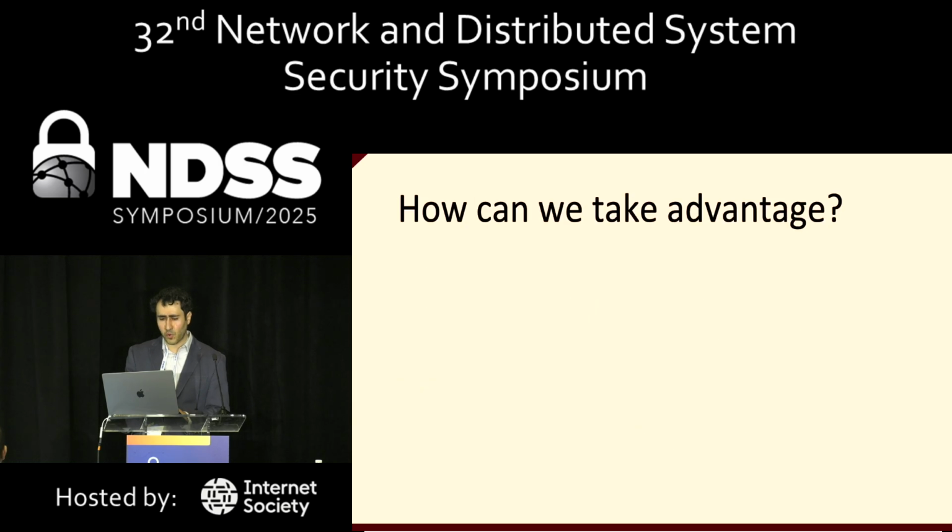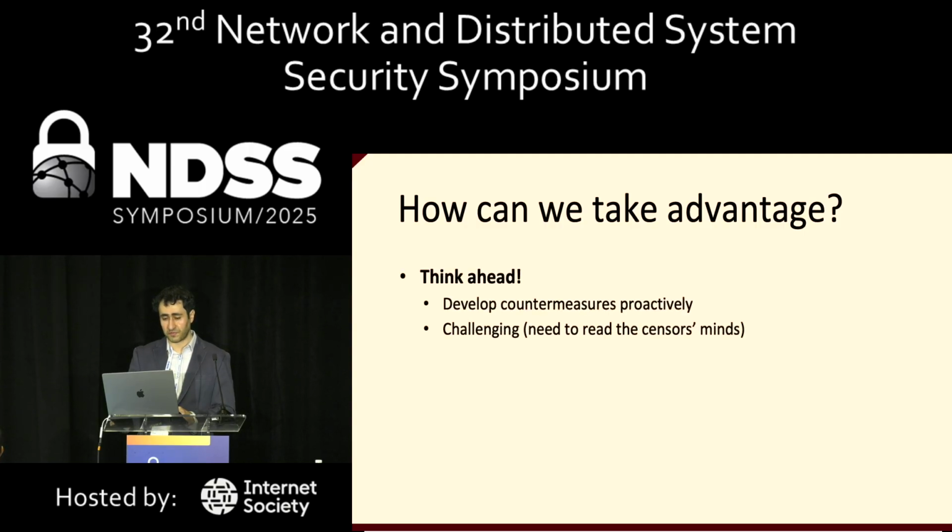Okay, but why is this important? It's important because we, as a circumvention community, can actually take advantage of this kind of slow reaction of the censors. First of all, one thing we have to do is think ahead of time. We should think about what the censors could do, so that we proactively develop countermeasures and we're ready for them to do that thing.